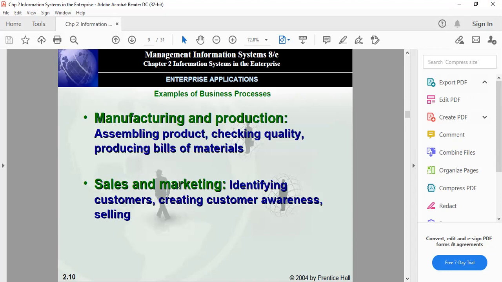Next, these are now our examples of business processes, but if you can recall, these are also our functional departments. That's true because for every functional department, there is really a specific business process attached to that. So we have here the manufacturing and production, and this talks about assembling products. So we create the product, we check the quality, then we produce also the bills of materials, meaning the list of all raw materials, including indirect materials, which will be part of factory overhead under cost accounting, so that we can finish the product.